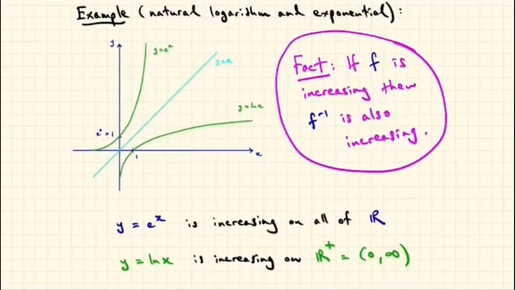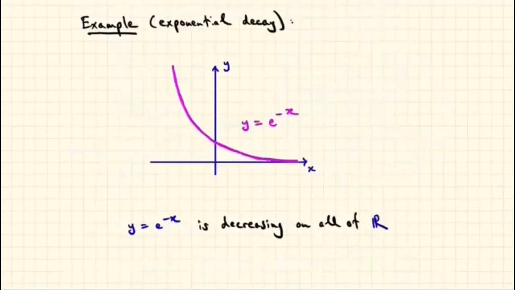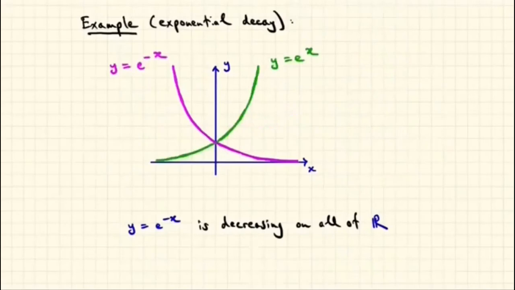The function associated with exponential decay, y equals e to the -x, is by contrast decreasing on all of the real line. This is to be expected because it's the result of reflecting the graph of the increasing function y equals e to the x in the y-axis. Reflecting graphs in the y-axis interchanges increasing and decreasing functions.